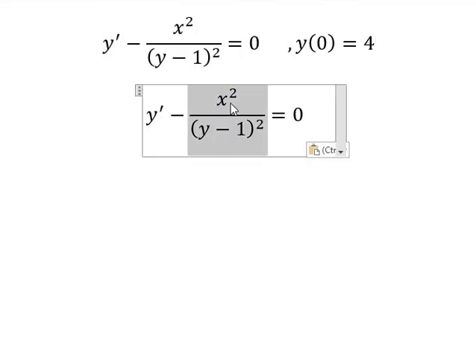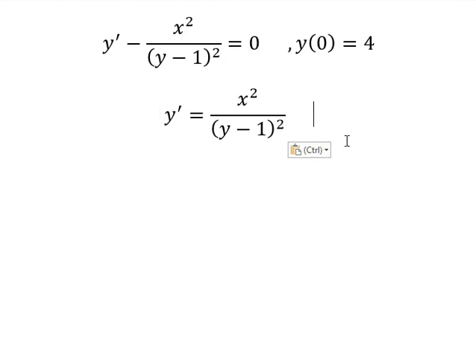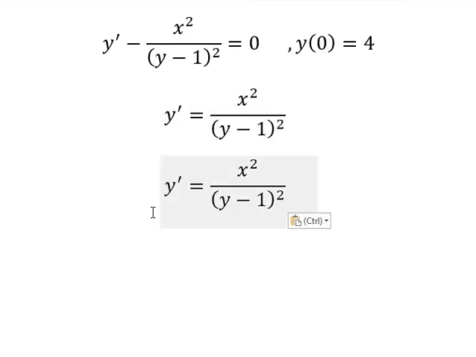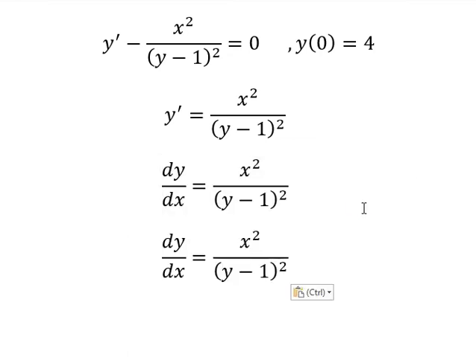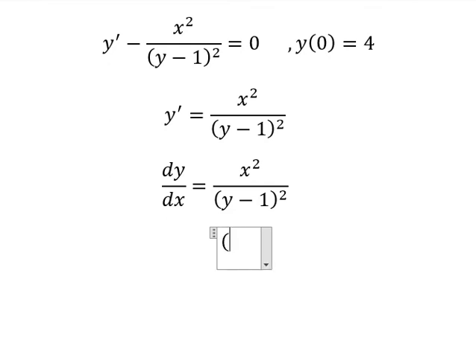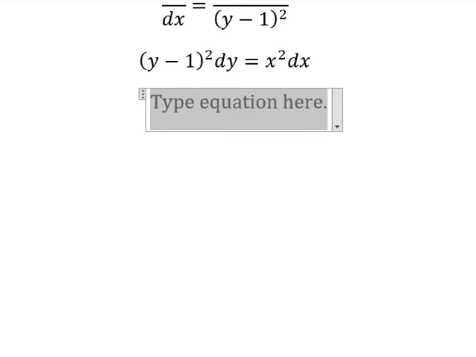So I will put this one go to the right. Next, this one we change by dy over dx. dx we put on the right, y minus 1 to the power of 2 we put on the left. Next, we put the integration for both sides.